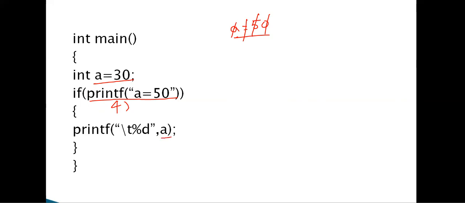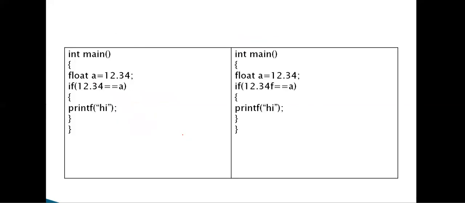What is A value? A value is 30. Generally, the common mistake is we assume that we are assigning 50 to A, so A value is modified as 50. But remember, this is not an assignment. This is just a string. With the string, it is not possible to assign. So obviously, the A value is equal to 30. This is the case. Okay.